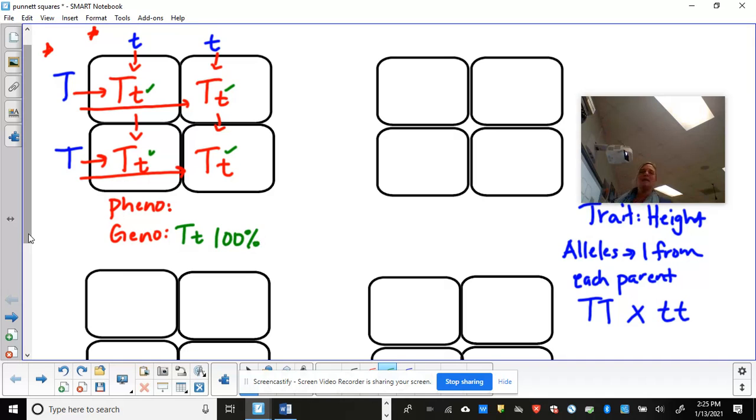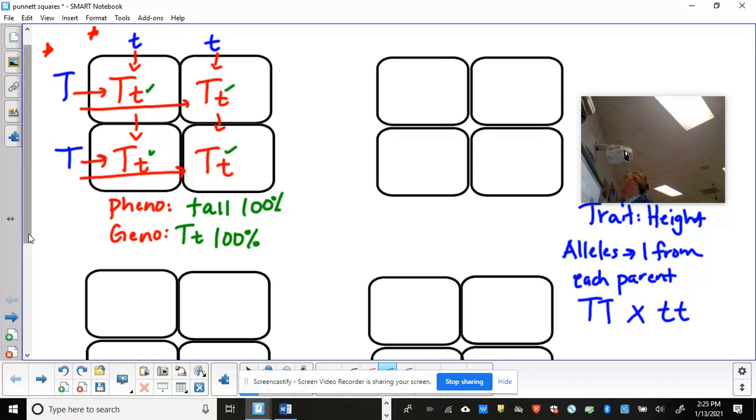All right, so what does this mean physically? So what does the trait physically look like? So we're looking at tallness or height in plants. And so remember that tall is dominant and short is recessive. So in this scenario, every single possible outcome carries a dominant allele. Remember what a dominant allele does. It dominates other alleles or it takes over. So that means that every single one of these plants will be tall.